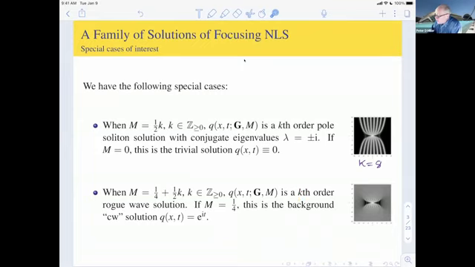And in the basic case that m is exactly equal to 1/4, then it just trivializes to the constant background, well, okay, exponential background solution, Q is equal to e to the it, okay? So this is a picture here of the k is equal to 8 order rogue wave solution, okay? Of the same equation, but different boundary conditions, of course, okay? So those are some special cases that we heard about already in the last talk.